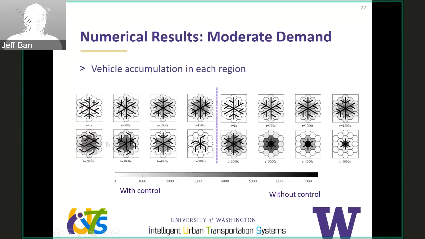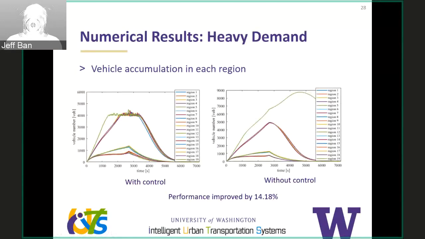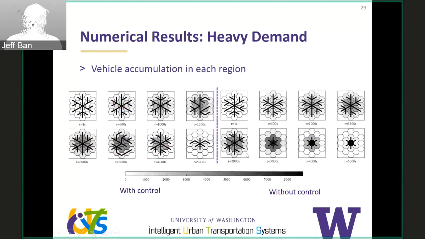So similar for this one. In the end, the downtown wouldn't have a lot of concentration because you try to divert traffic. But without control, because you allow vehicles in without any limitation, you can see the route choice is more direct, right? But the downtown is more concentrated and congested. This is a higher demand. Similar with control, you capped at 4,000, but without control, some regions go even to 9,000 vehicles, which is way beyond the preferred number of vehicles in the region. And route choice, similar patterns, right?